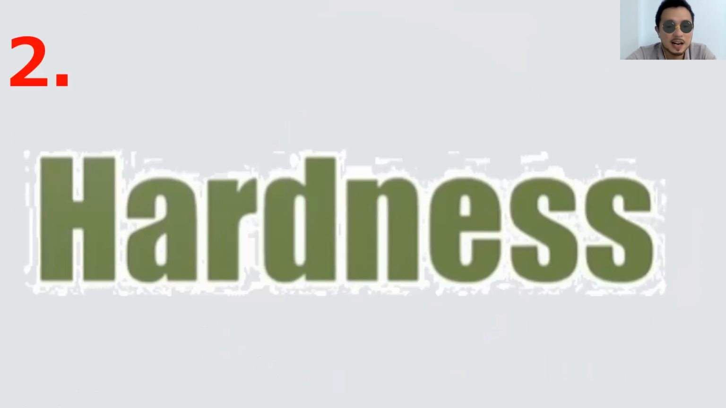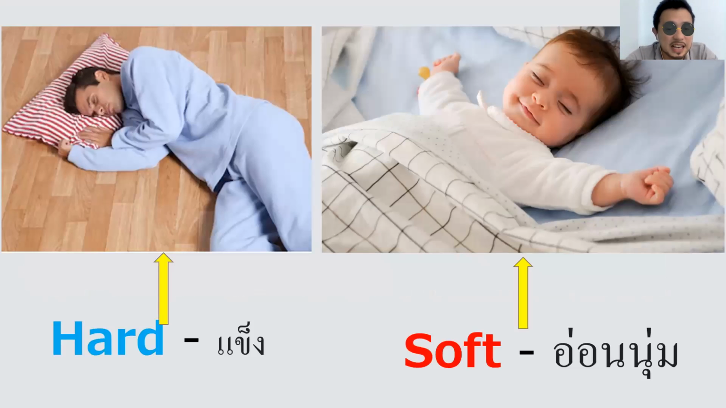Next, number two, we have hardness. If we talk about hardness, of course, we are going to consider hard and soft. You can see that the father is sleeping on the floor, and we know that the floor is hard, and the baby sleeps on the bed, and we know that the bed is soft. See, which is better, hard or soft? Of course, soft, because you can feel the comfort.